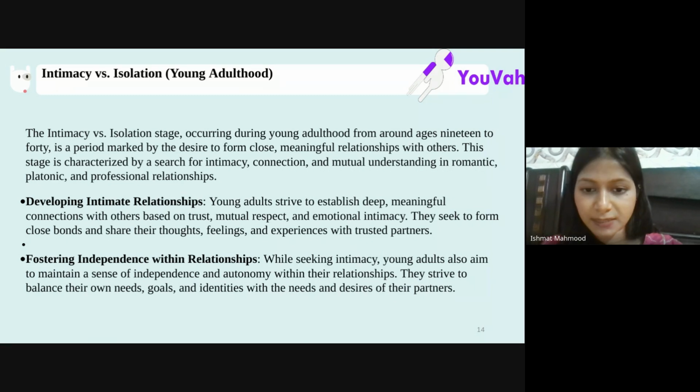While seeking intimacy, young adults also aim to maintain a sense of independence and autonomy within their relationship. They strive to balance their own needs, goals, and identities with the needs and desires of their partner.